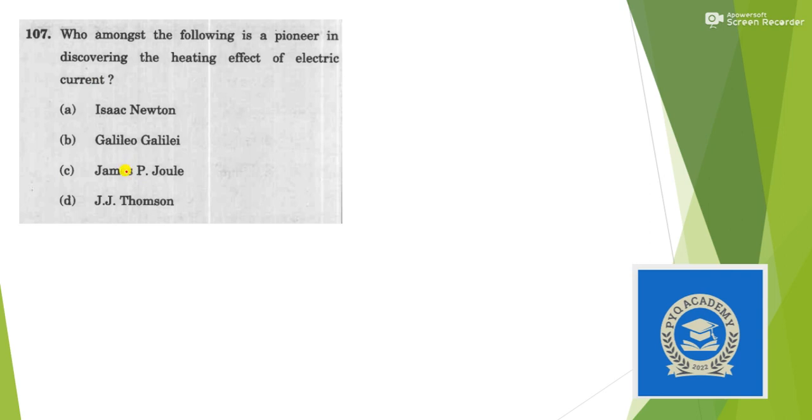Who among the following is a pioneer in discovering the heating effect of electric current? Okay, suppose you don't know, but let's try to eliminate the options. You can eliminate Isaac Newton because you know him for gravitation. Galileo, telescope, so eliminate this option. J. J. Thomson, you know, for the electron, so this is also not possible. This seems to be possible because the name is Joule and joule is the unit of energy. Okay, so it makes some sense and this is the correct option.